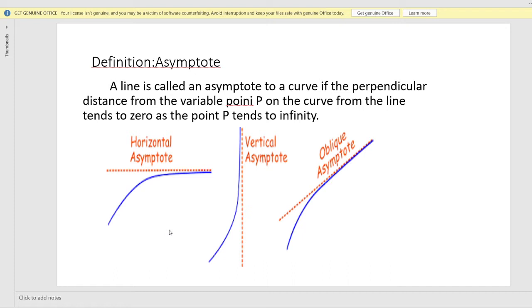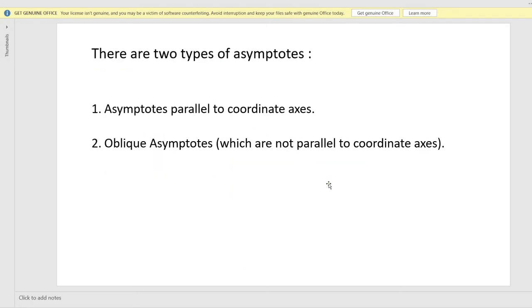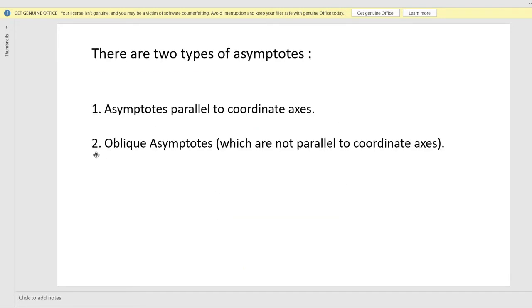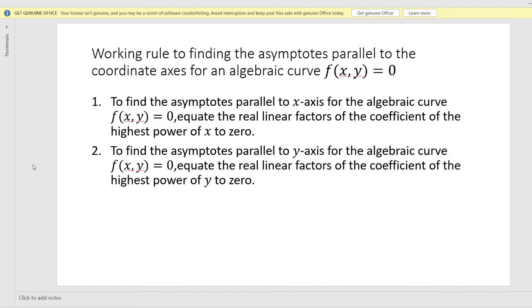What do you mean by asymptote? A line is called an asymptote to a curve if the perpendicular distance from the variable point P on the curve to the line tends to 0 as the point P tends to infinity. So this we call asymptote. There are two types of asymptotes: asymptotes parallel to the coordinate axis, that is, parallel to the x-axis and parallel to the y-axis, and the other one is oblique asymptotes, which are not parallel to the coordinate axis.